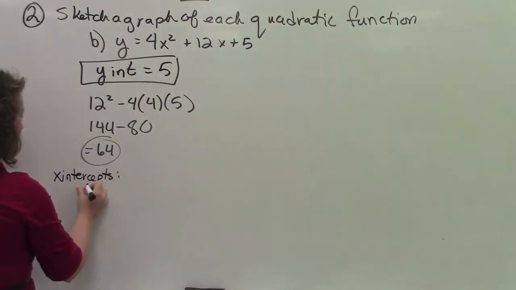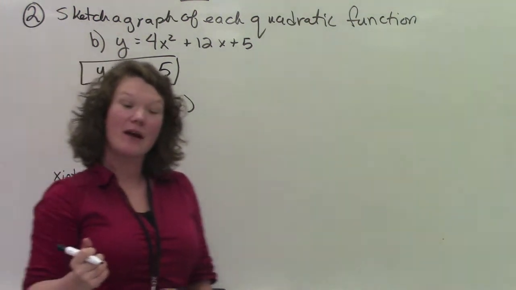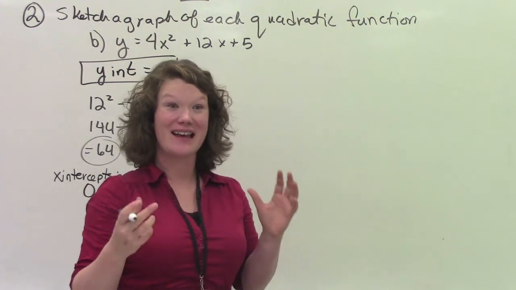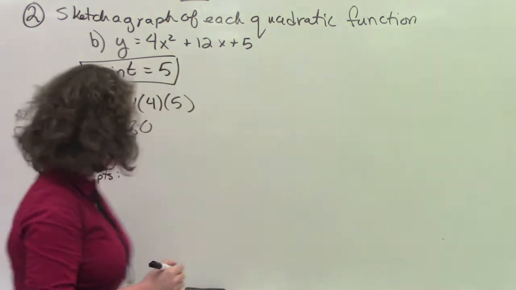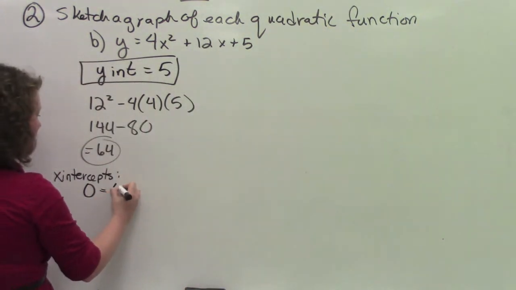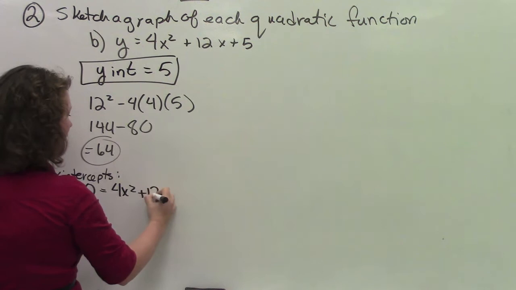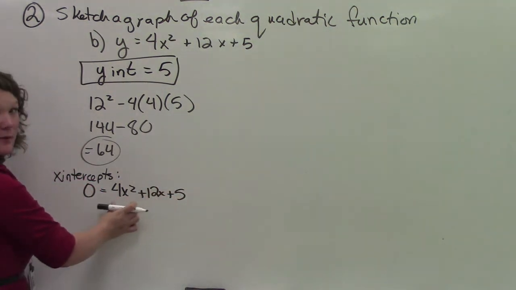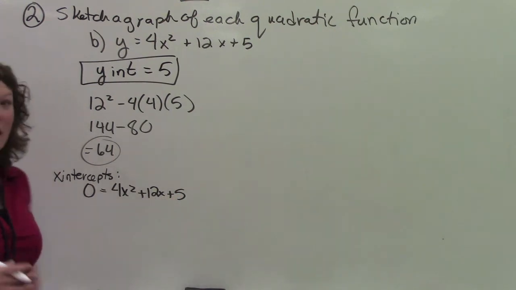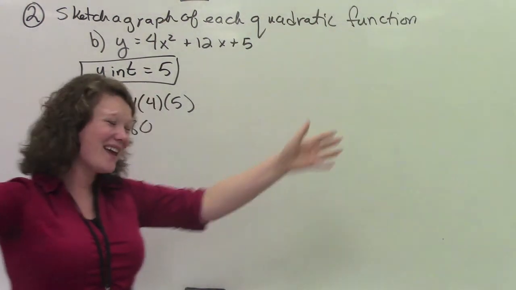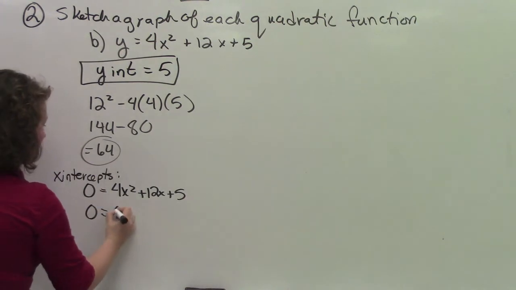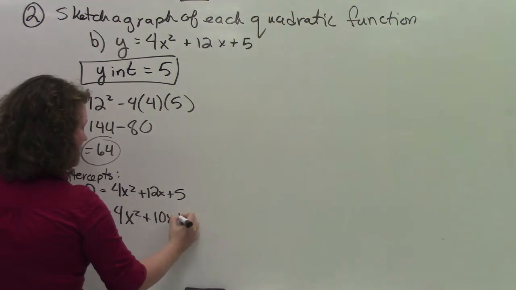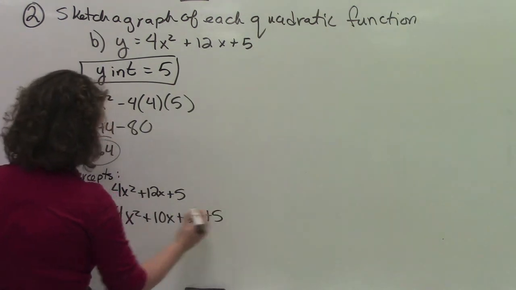So we want to set y equal to 0, because when we find the x-intercepts, y equals 0. Just like when we find the y-intercept, x equals 0. So 0 equals 4x squared plus 12x plus 5. What we want to do is figure out two numbers that multiply out to 20 and add up to 12. It's just 2 and 10. 0 equals 4x squared plus 10x plus 2x plus 5.